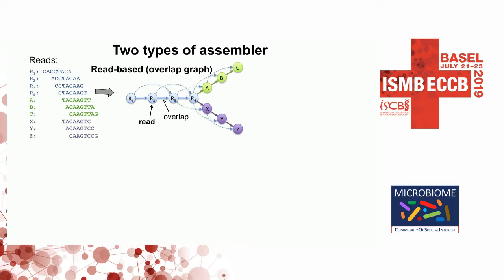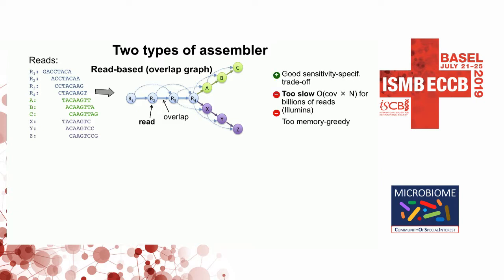The problem with these read-based assemblers, these overlap graph assemblers, as you probably know, is that they failed when Illumina came up because they need a lot of memory. Each read has to be stored, which was not possible anymore when Illumina was introduced. And they are also very slow because they scale with the reads. Even if the coverage grows, there's basically no reduction factor.